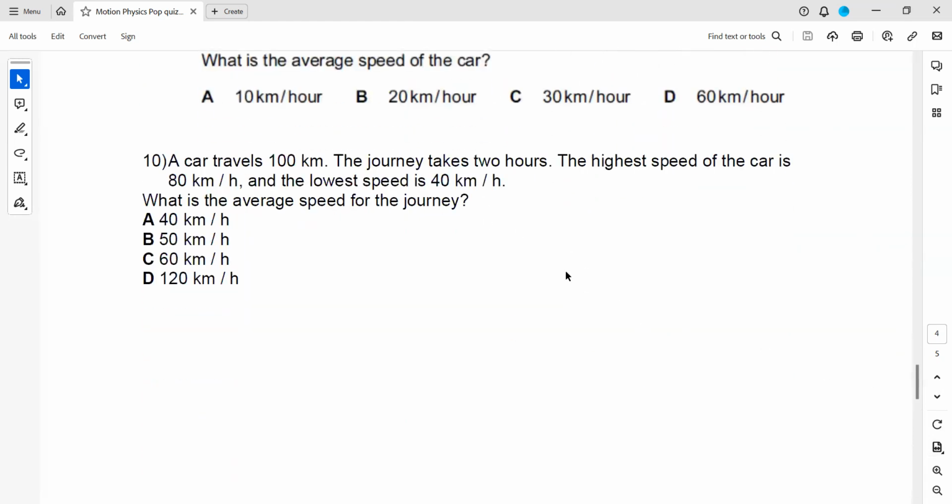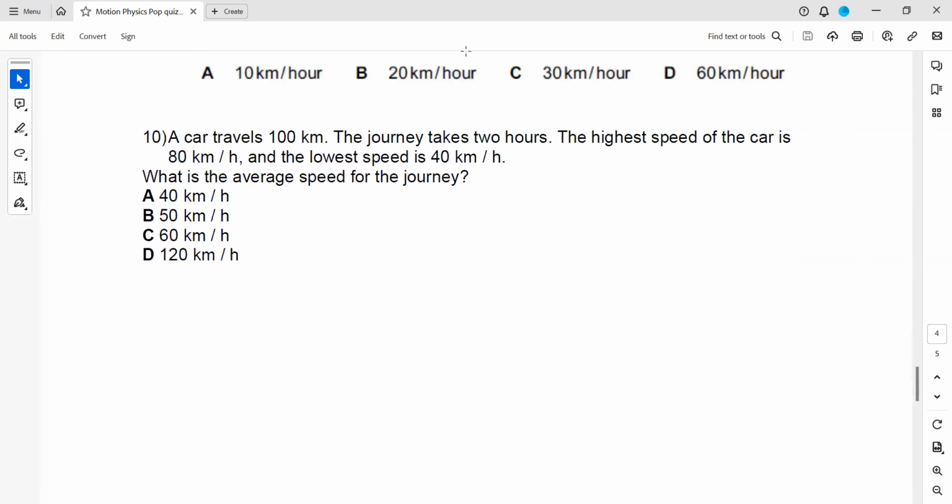Question 10. A car travels 100 kilometers and the journey takes 2 hours. The highest speed is 80 kilometer per hour and the lowest speed is 40. What is the average speed of the journey? The average speed is the total distance divided by total time. So total distance equals 100 kilometers, and the journey lasts for 2 hours, so it will be divided by 2. So 100 divided by 2, we get 50 kilometer per hour.